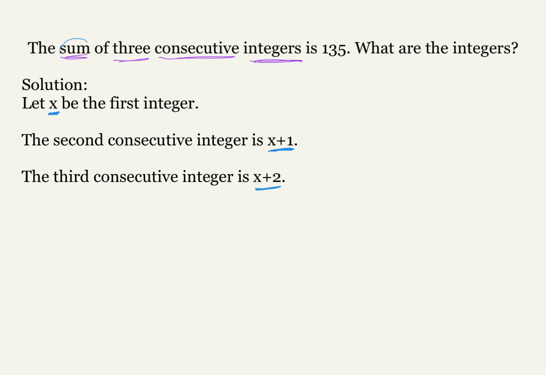Remember, we highlighted the keyword sum. Sum means we're going to add them all up. So we're going to say x plus x plus 1 plus x plus 2. And we know that it is 135. Remember, is represents equals in these equations, 135. And now we have a pretty basic equation that we can solve. We're going to combine our like terms. We have three x's there.